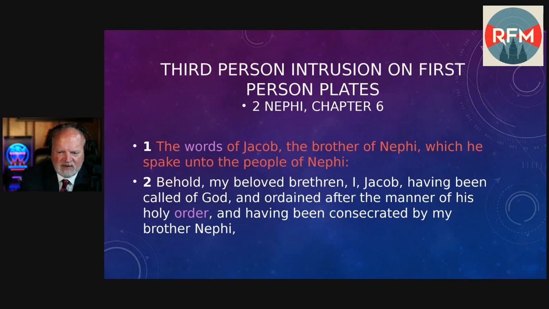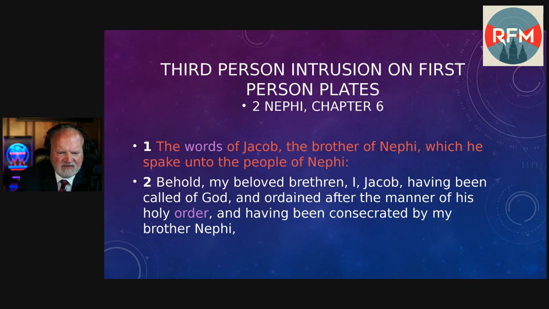The words of Jacob, the brother of Nephi, which he spake unto the people of Nephi. Who wrote that? We talked about it before. It didn't seem to make sense that Nephi would write it, because if Nephi wrote it, he would say, the words of Jacob, my brother, not the brother of Nephi. He wouldn't refer to himself in the third person, we would think.